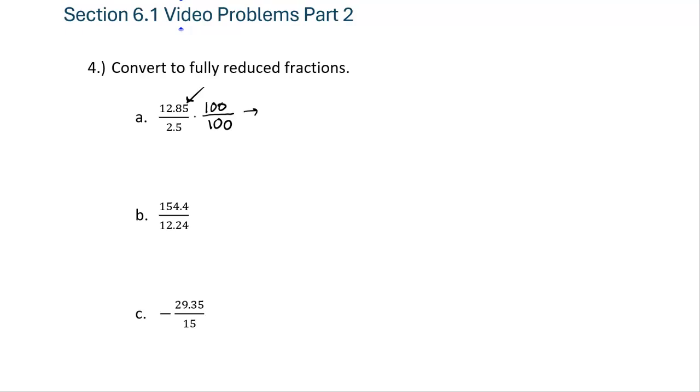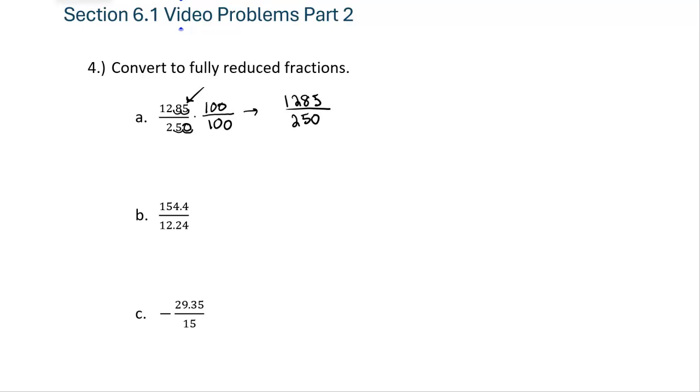So now I'm going to move that decimal. So the top moves twice to the right. So I got 1,285. The denominator also moves twice to the right, but it's got one less number to the right. So that means I need to put a 0 there as that holding spot. So that becomes 250. So now that I have two whole numbers, I can go ahead and start reducing that.